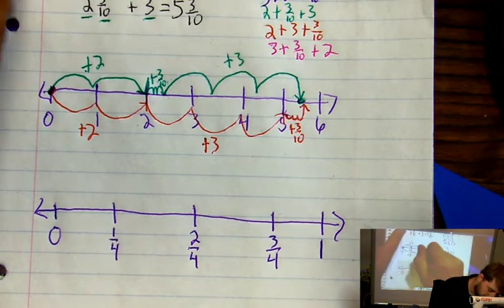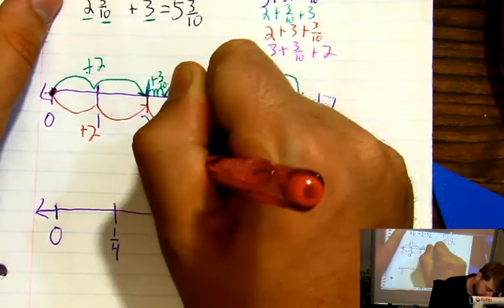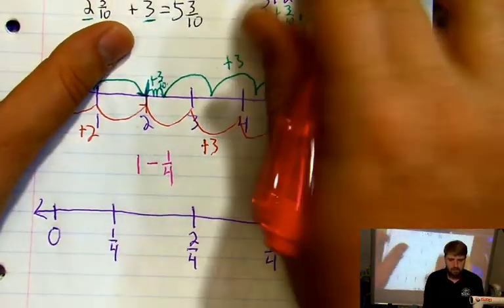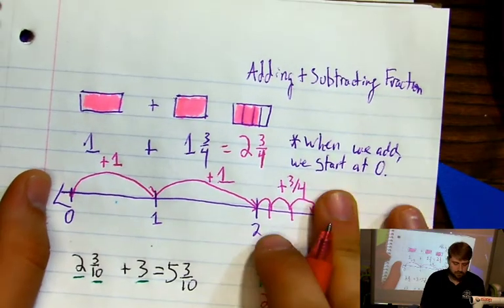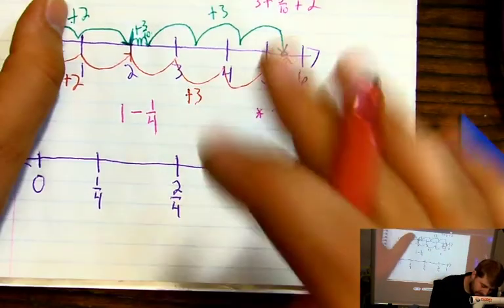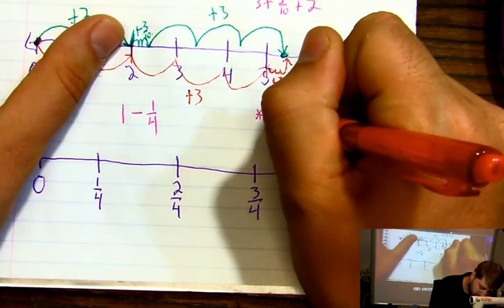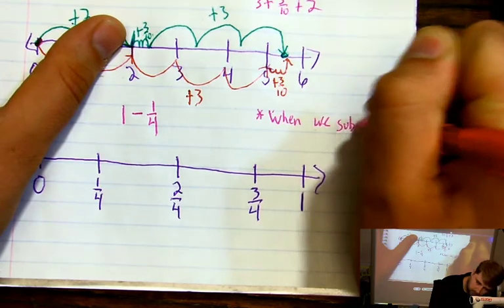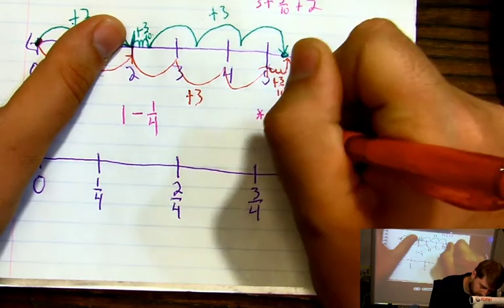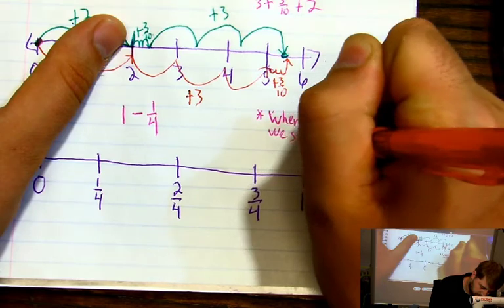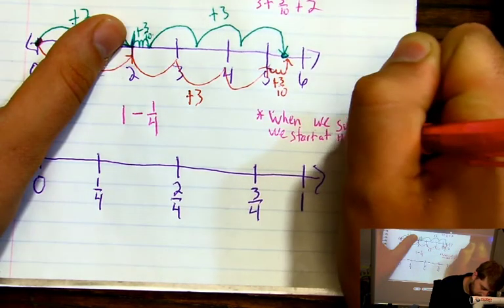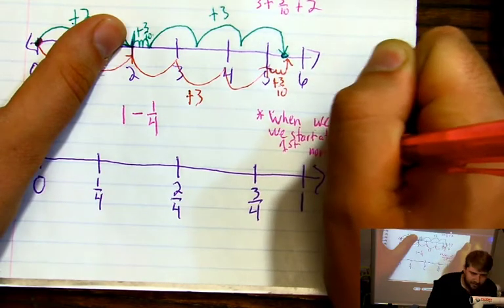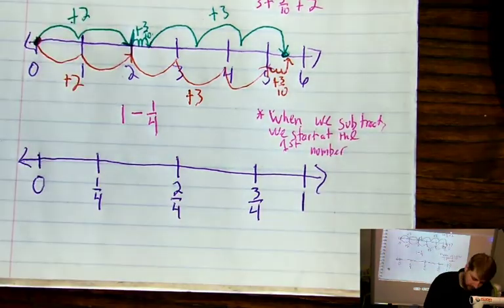Our problem is going to be 1 minus 1 quarter. Now, when we add, we start at 0. Now we're not adding, we're subtracting. When we subtract, we start at the first number. So our first number here is 1. So we're going to start at 1.